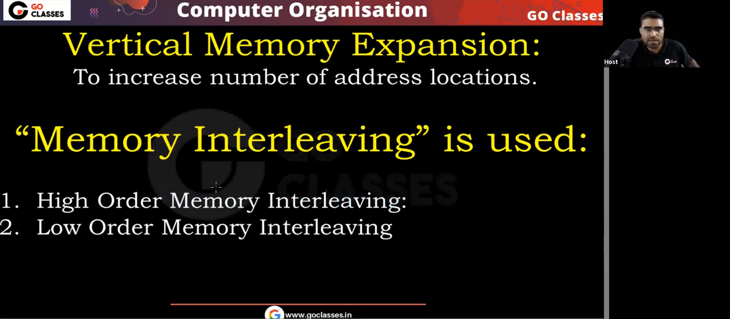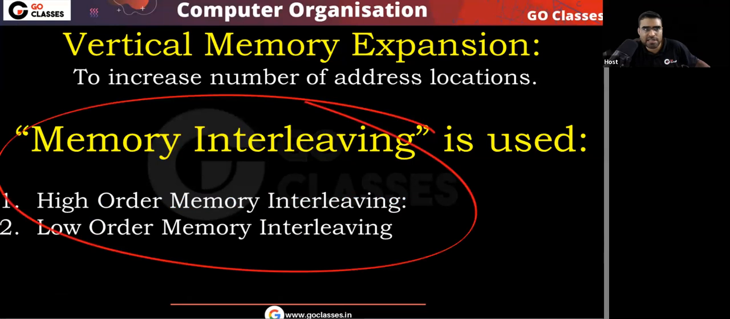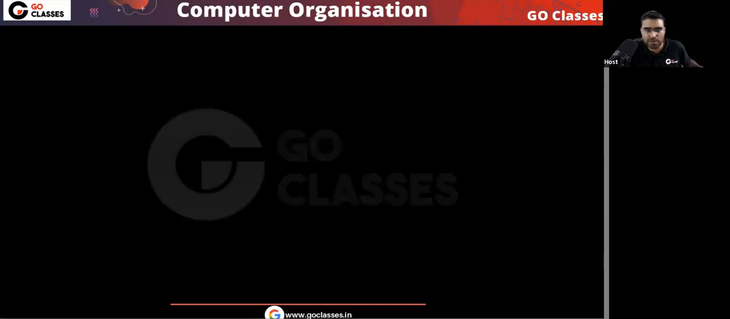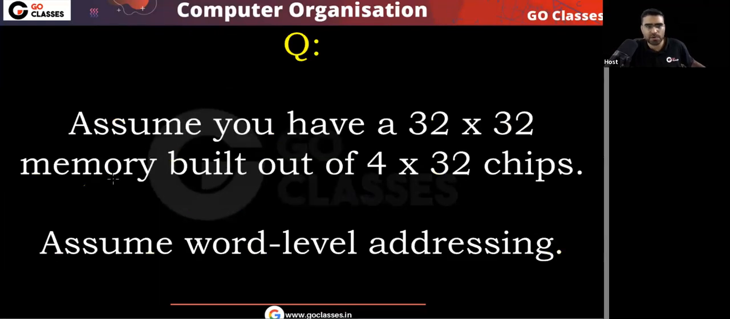Let's see one example. We have already discussed this in the previous lecture. You can watch the previous lecture, where we have already seen this with many examples. But let's see one more example. Consider this example. Assume you have a 32 by 32 memory built out of 4 by 32 chips. Assume it is a word addressable memory.